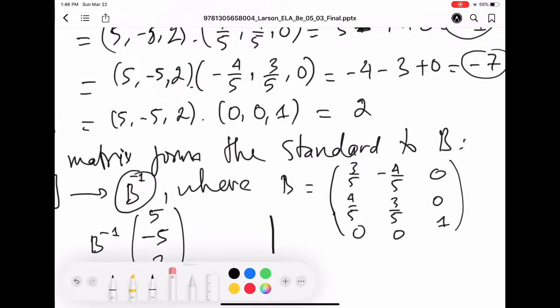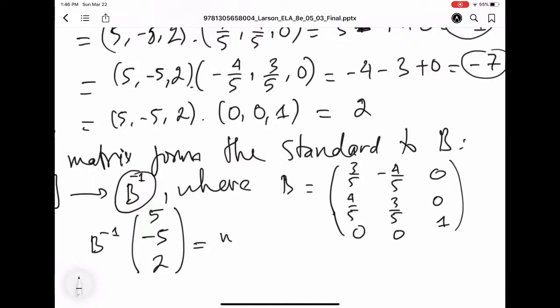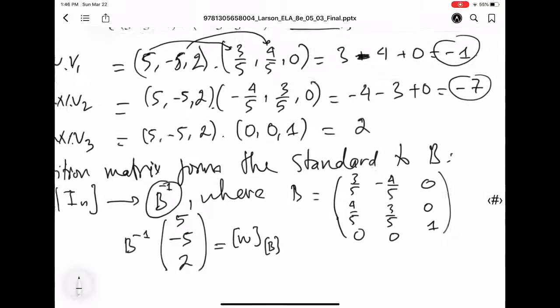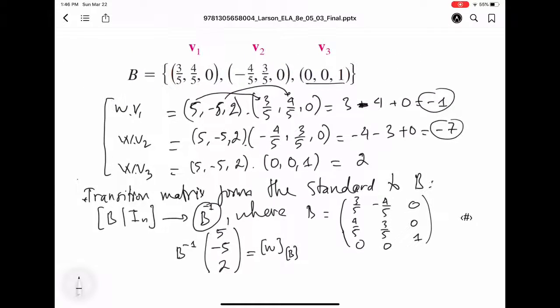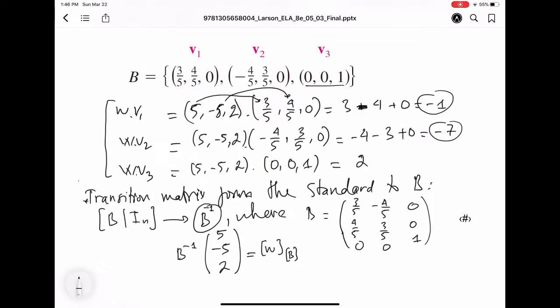So the answer is, this is the coordinate of W with respect to B. You see, you have to go a very long way. Make sense? If we don't know B is an orthonormal basis or not. But once you know B is an orthonormal basis, you only need to do this inner product. Done. Make sense?